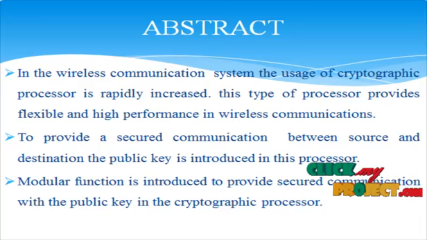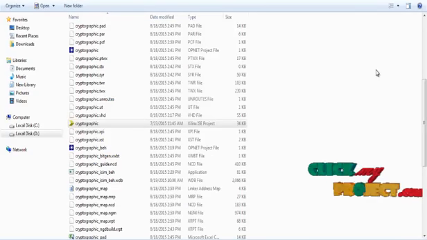In wireless communication systems, the usage of cryptographic processors is rapidly increasing. This type of processor provides flexible and high performance in wireless communications. To provide secured communication between the source and destinations, the public key is introduced in this processor. We are going to see the simulation and implementation result of this cryptographic processor.